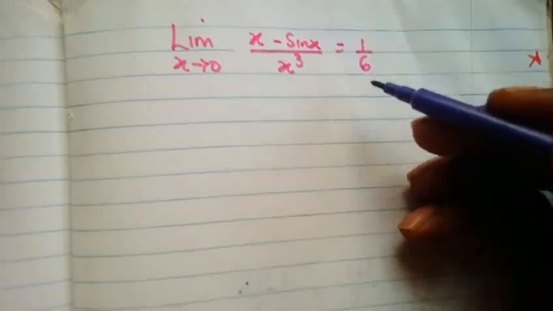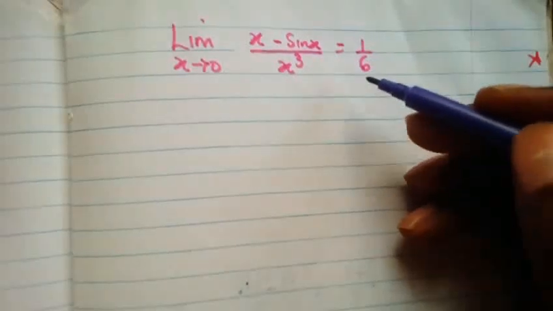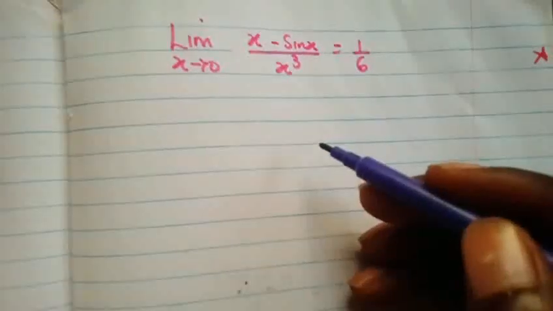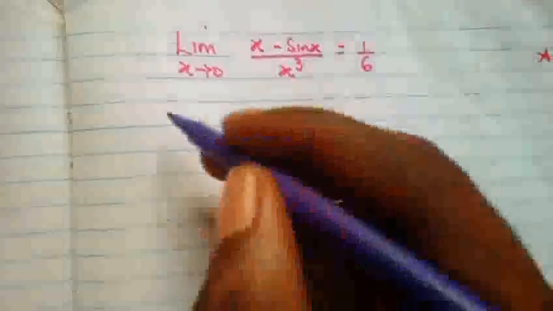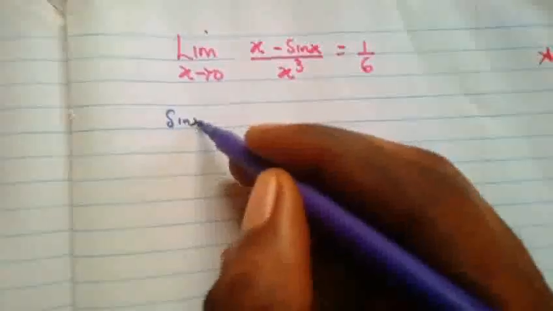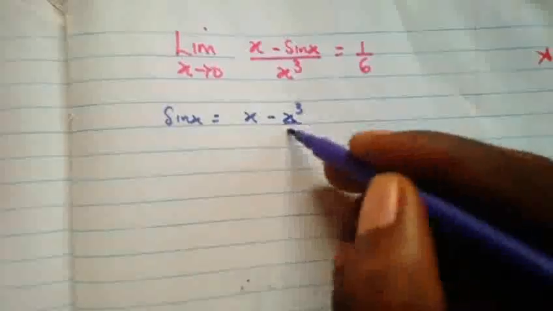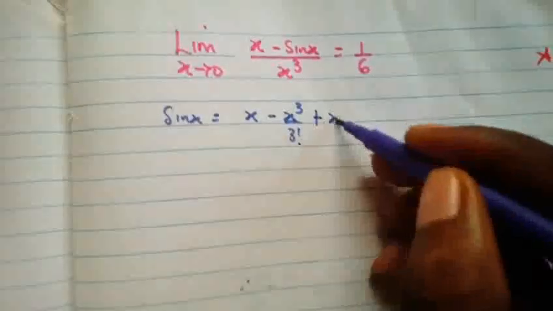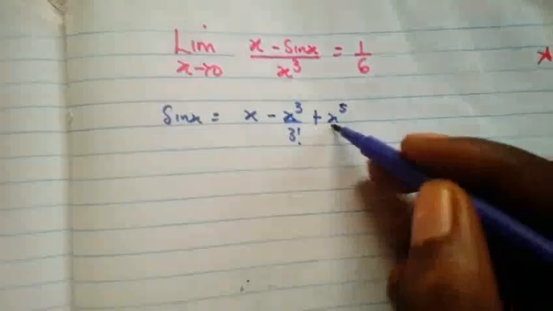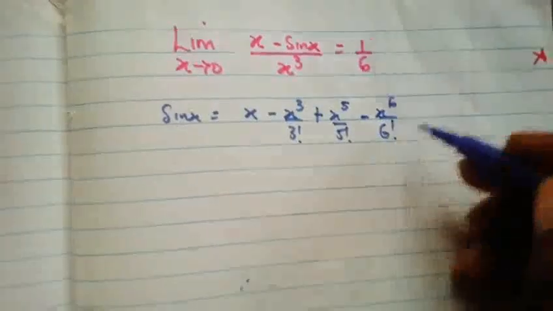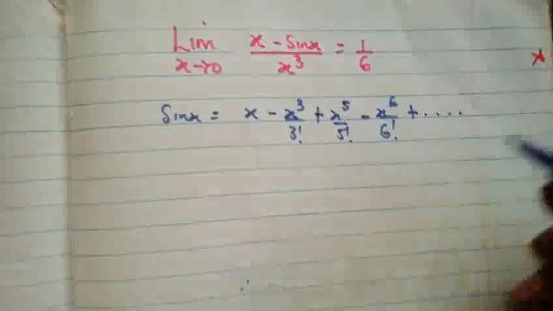Okay, now one of the famous ways to solve this problem should be to use the Maclaurin series expansion of this function here. So let's start with the sine function of x, which is given as x minus x cubed all over 3 factorial plus x raised to the power 5 all over 5 factorial minus x raised to the power 6 all over 6 factorial plus, all the way to infinity.